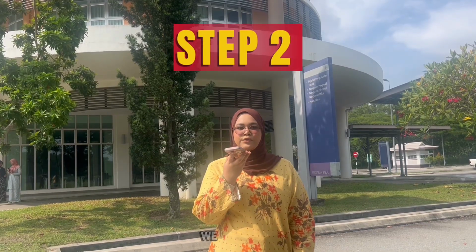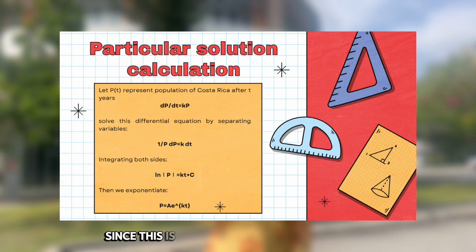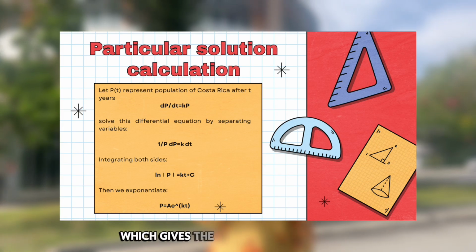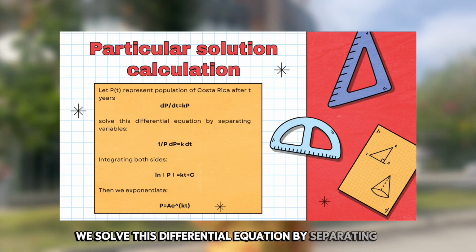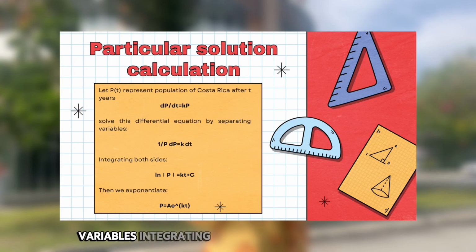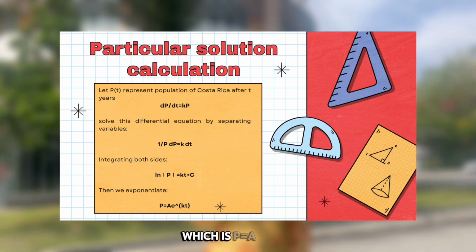First, for Step 2, we will let P of t represent the population of Costa Rica after t years. Since this is a growth differential equation, we assume that the rate of change of the population is proportional to the population itself, which gives the equation dP/dt equals kP, where k is the growth constant. We solve this differential equation by separating the variables, integrating and exponentiating both sides. We obtain a general solution, which is P equals A times e to the power of kt.